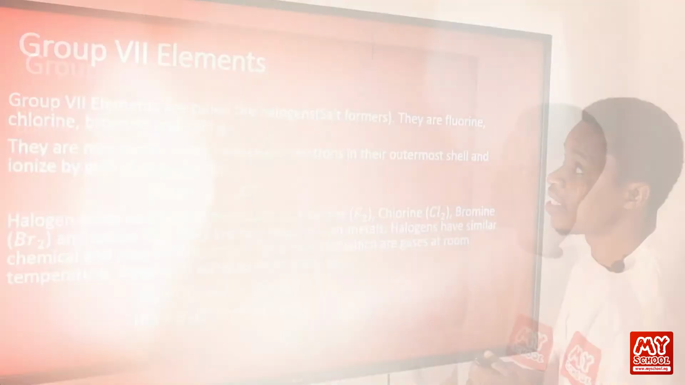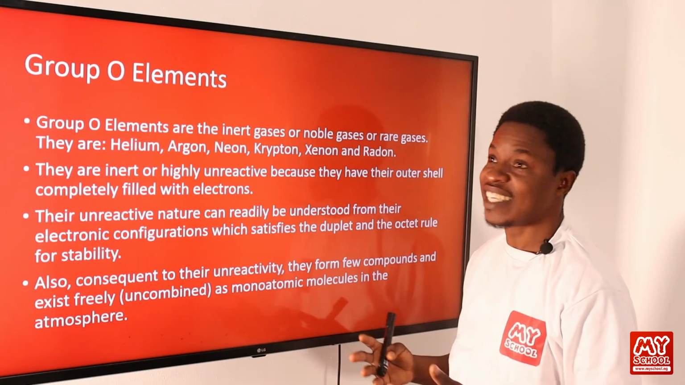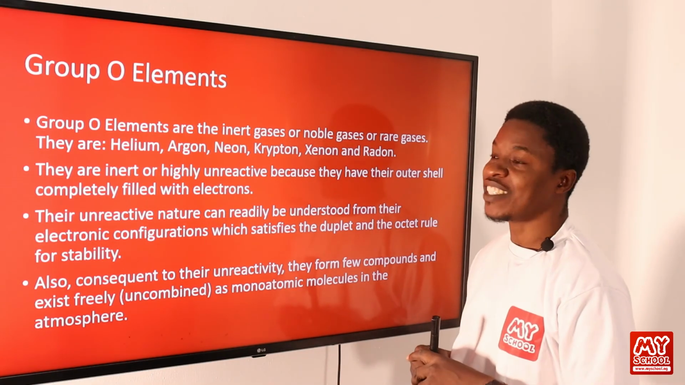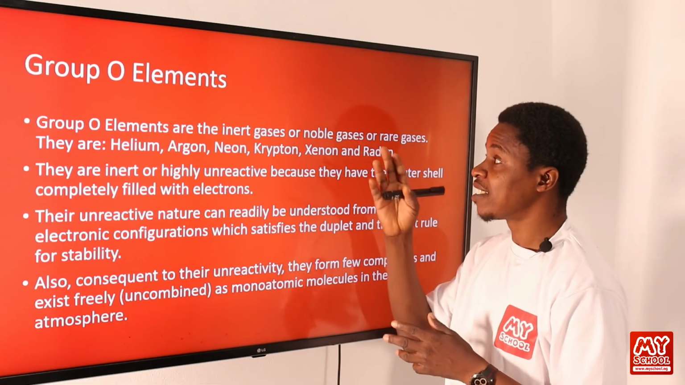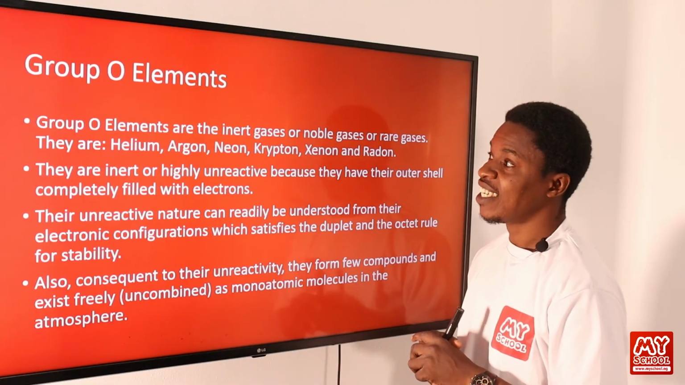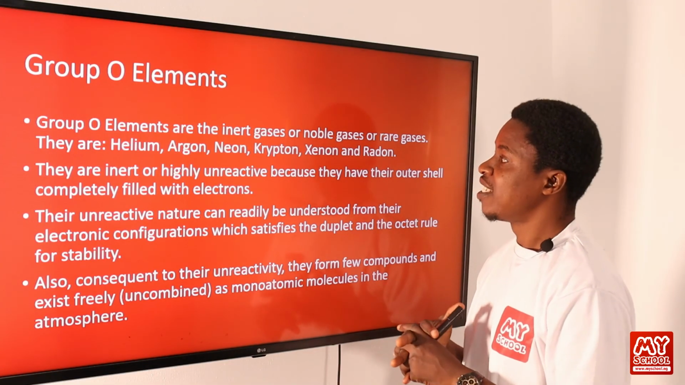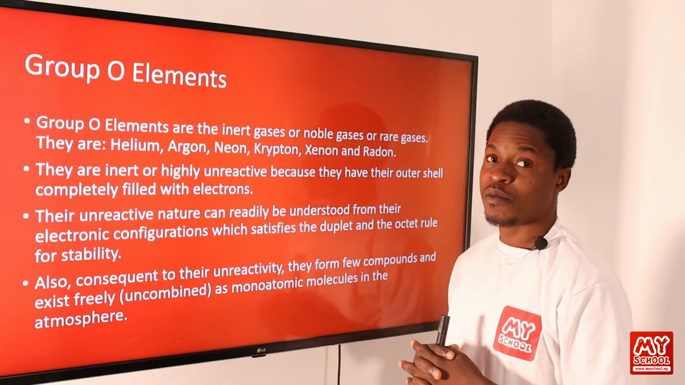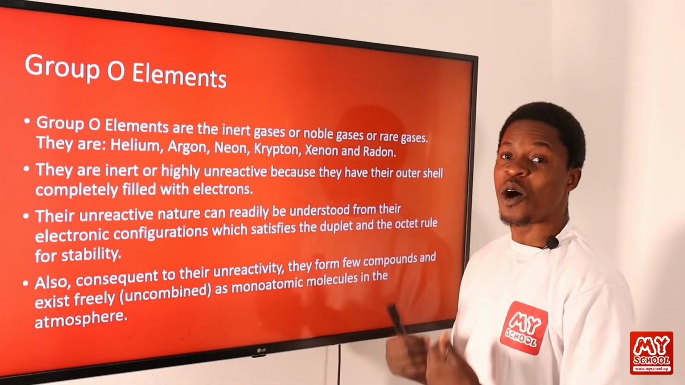Let's move on to the next slide. Group 0 elements. These are the inert gases. They are noble gases or they are rare gases. Whichever one you call them, you can refer to them as inert gases, noble gases or rare gases. They are helium, argon, neon, krypton, xenon, and radon. They are inert or highly unreactive.